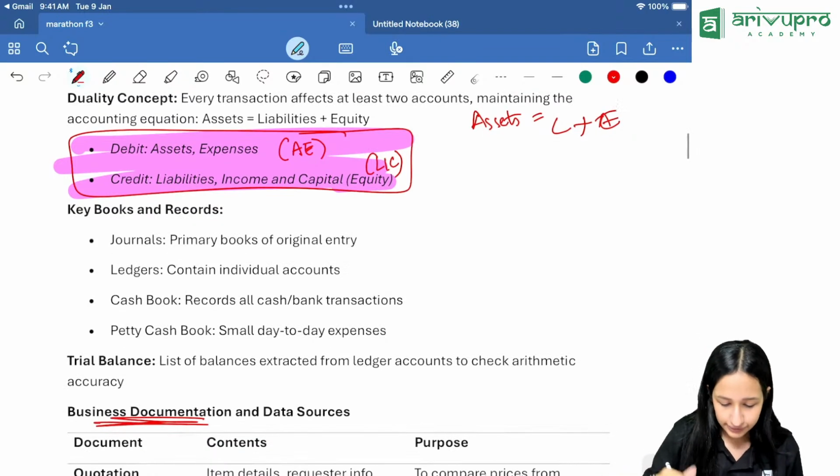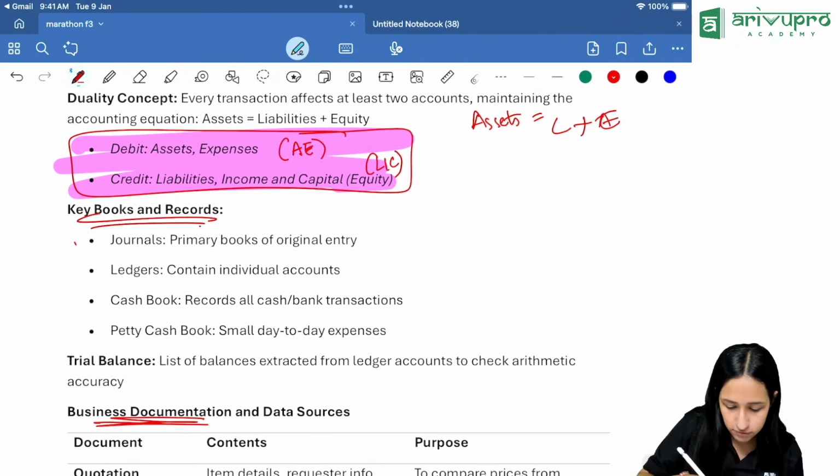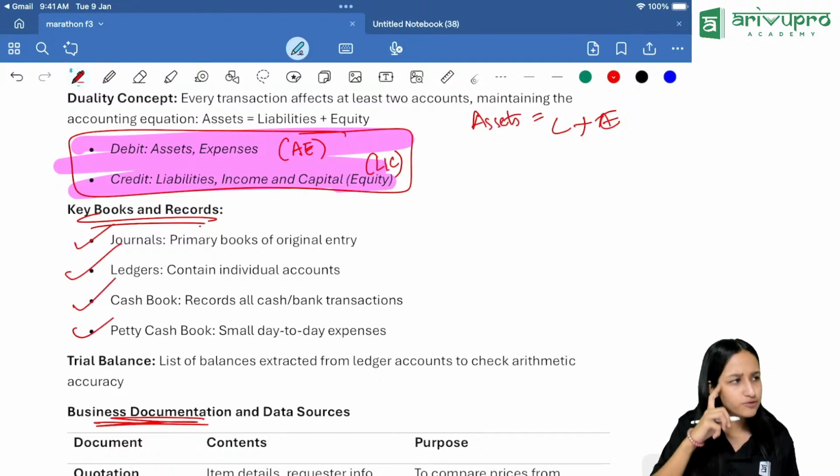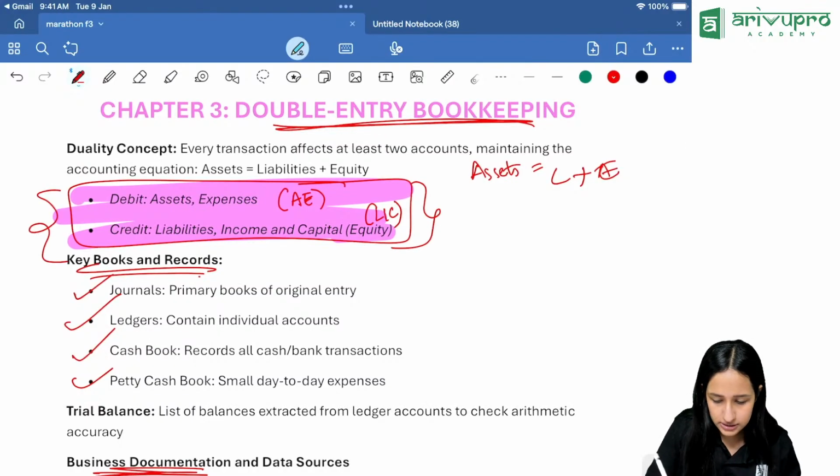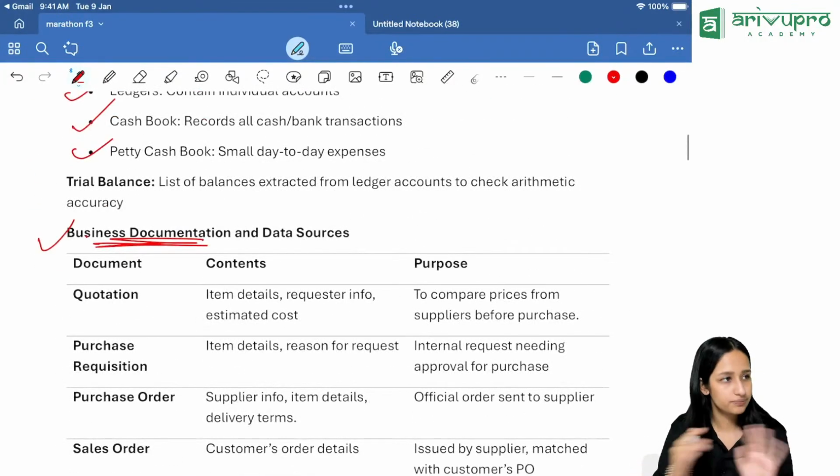Okay. Right, so key books and records. We have journals, ledgers, cash books, petty cash books. We have multiple books. That's okay, right? So now in this chapter, all we care about is this part and business documentation.